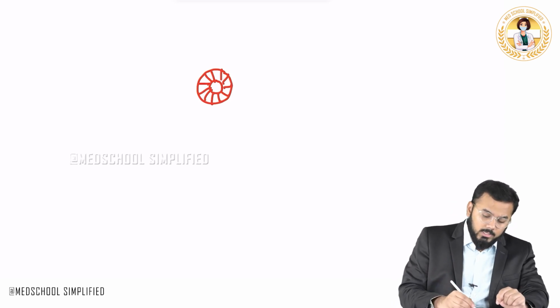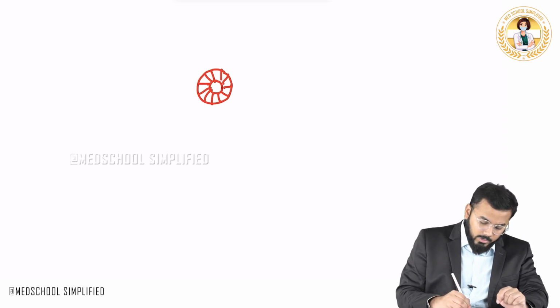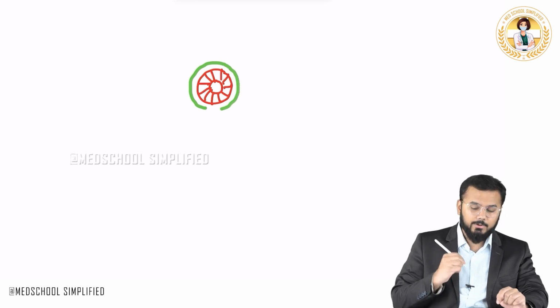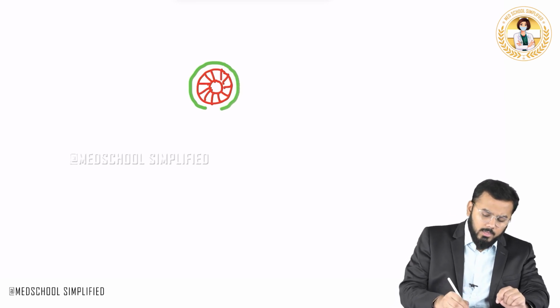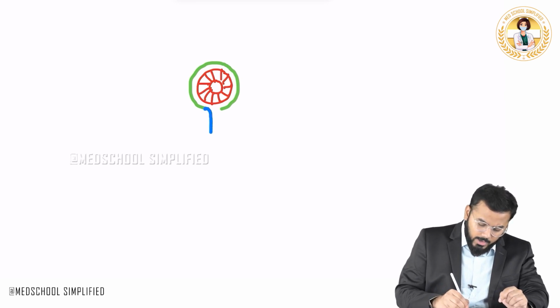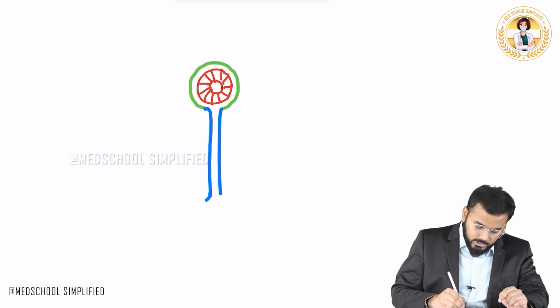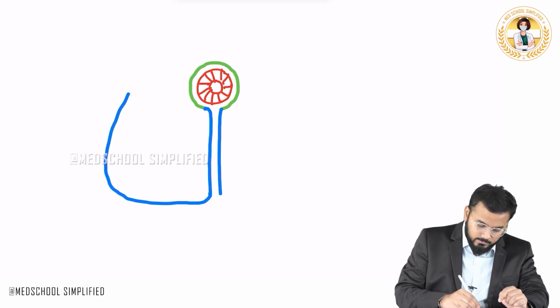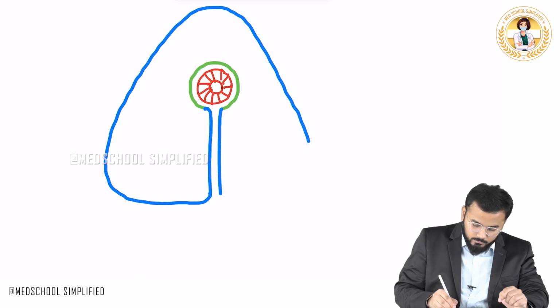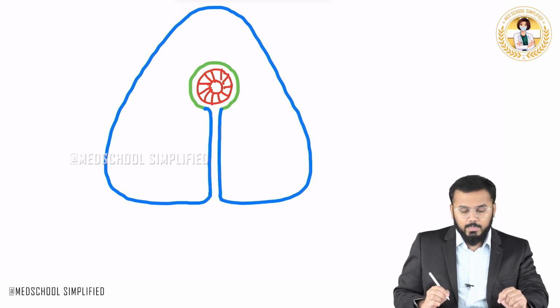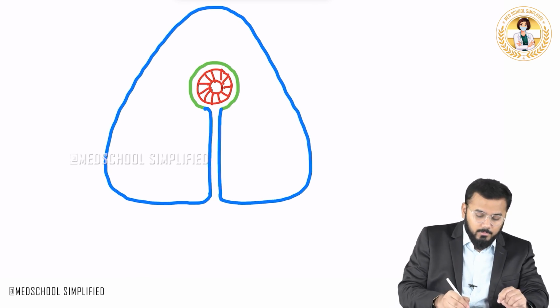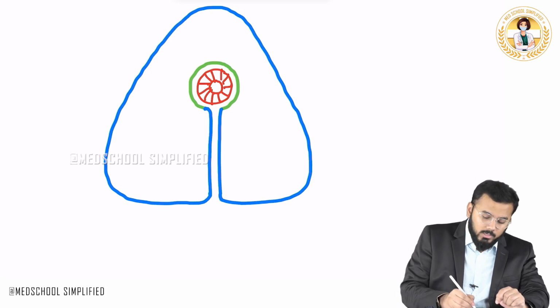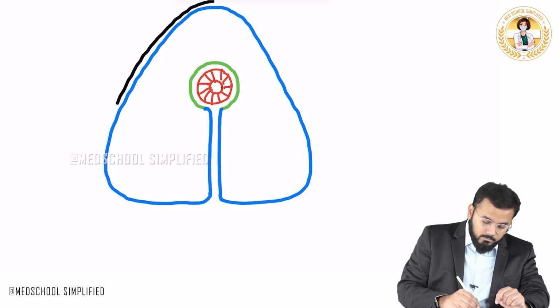Now surrounding this, whatever I am drawing right now, which is attached to this organ, is called the visceral peritoneum. What is this called? Visceral peritoneum. Now hanging from this visceral peritoneum, this blue color structure which is coming out like this, is called the parietal peritoneum. Now where is the body wall? See, this is your body wall.